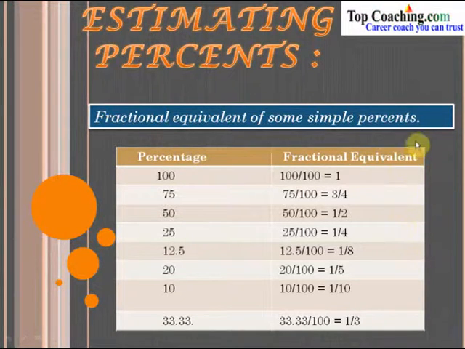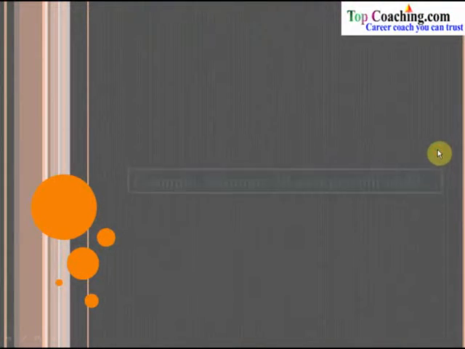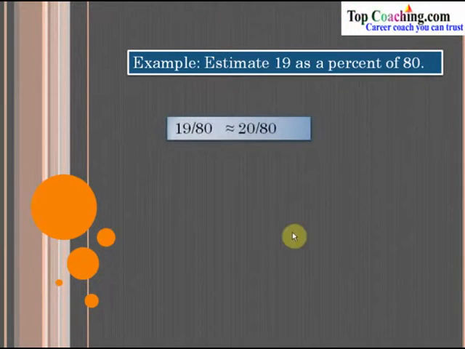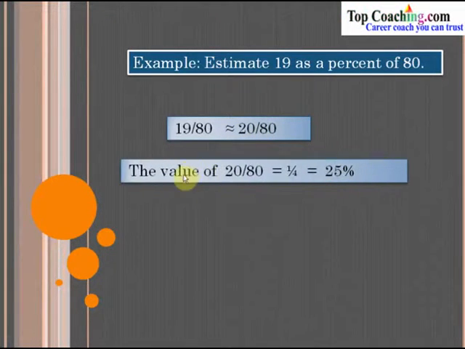Now based on this, let's try to estimate the percentage. Example: estimate 19 as a percent of 80. We do not have to find the exact value, but we have to estimate. Now how to do that? 19 by 80 is approximately equal to 20 by 80. Though this is not equal to 19 by 80, it would be approximately equal to 20 by 80. Now 20 by 80 is equal to 1 by 4, and from the table we see that 1 by 4 is equivalent to 25%. So 19 as a percent of 80 would be approximately 25%.